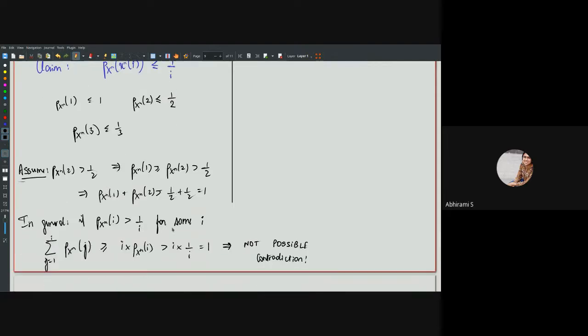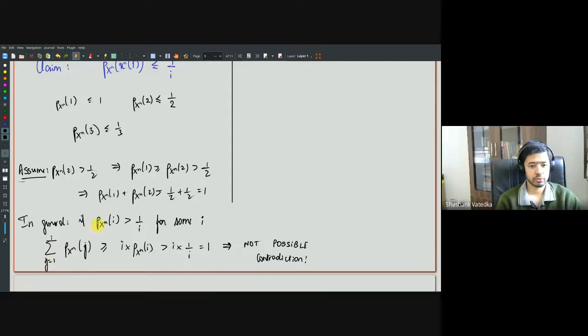Sir, can you repeat that? Like, from the summation j equal to 1 to i, how are you taking this? Okay. So let us assume that P_Xn of i is strictly larger than 1 over i for some i. It doesn't matter which i, but it is strictly larger than 1 over i. Now what can you say about P_Xn of 1, P_Xn of 2, P_Xn of 3, all the way up to P_Xn of i minus 1? They must all be greater than or equal to P_Xn of i, right?